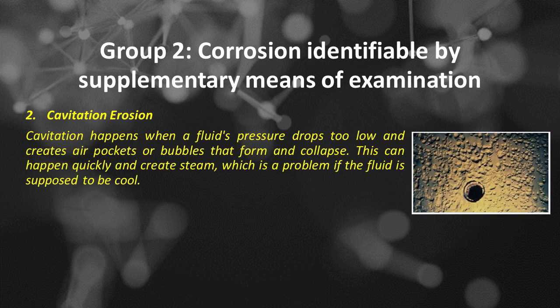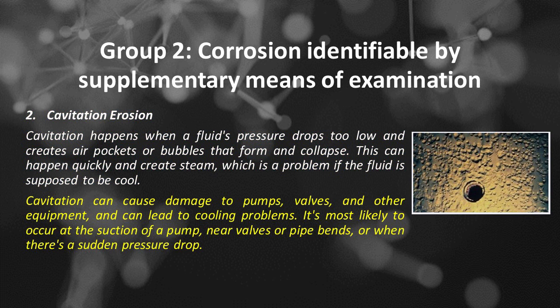Number 2 is cavitation erosion. Cavitation happens when a fluid's pressure drops too low and creates air pockets or bubbles that form and collapse. This can happen quickly and create steam, which is a problem if the fluid is supposed to be cool. Cavitation can cause damage to pumps, valves, and other equipment, and can lead to cooling problems.